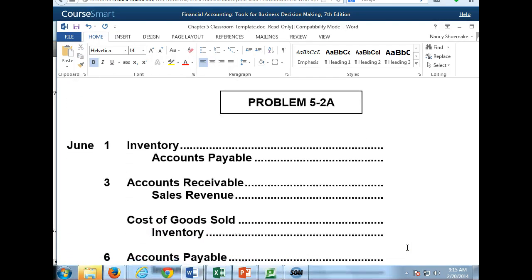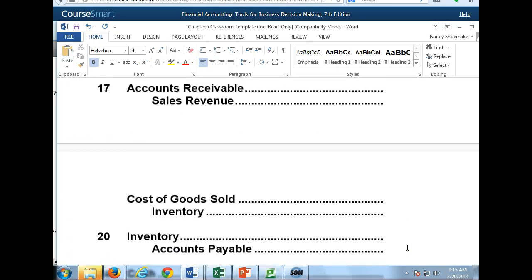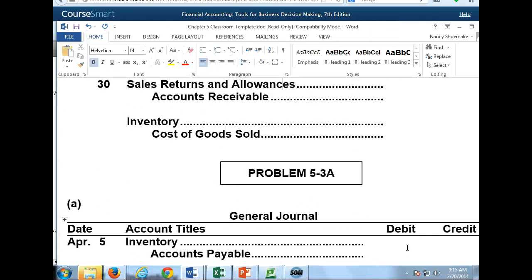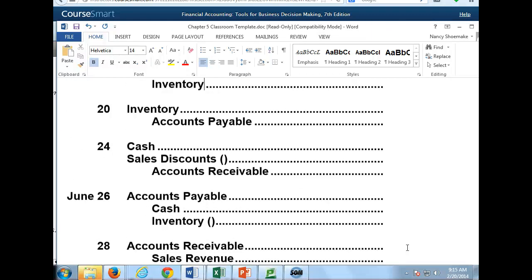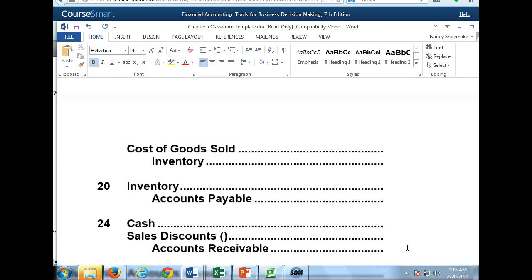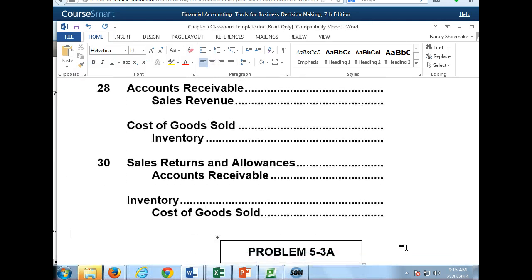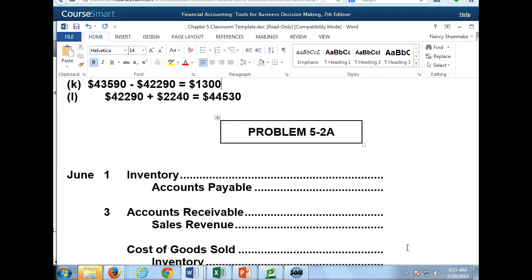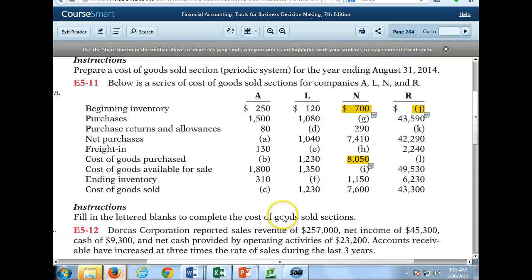Let's work on problem 5-2A. I think that's the only one left. Or I guess we have 5-3A, but they're similar. Let's do 5-2A, and time remaining, we'll do 5-3A. Okay? How are you guys doing? Martin, are you okay? Yes.